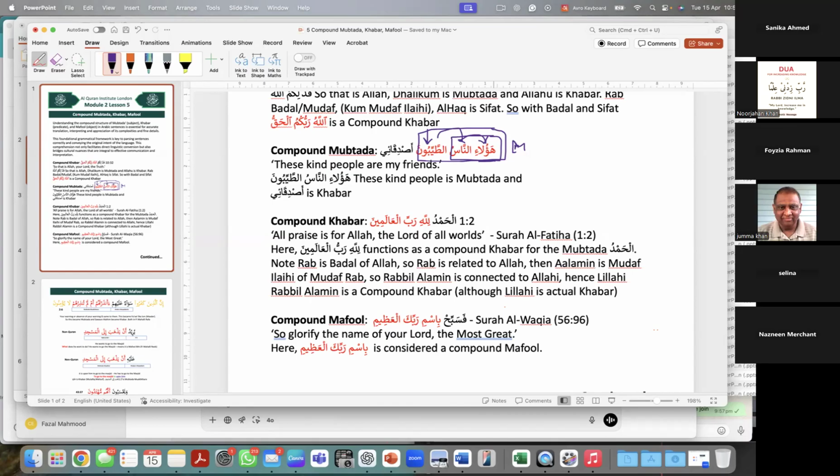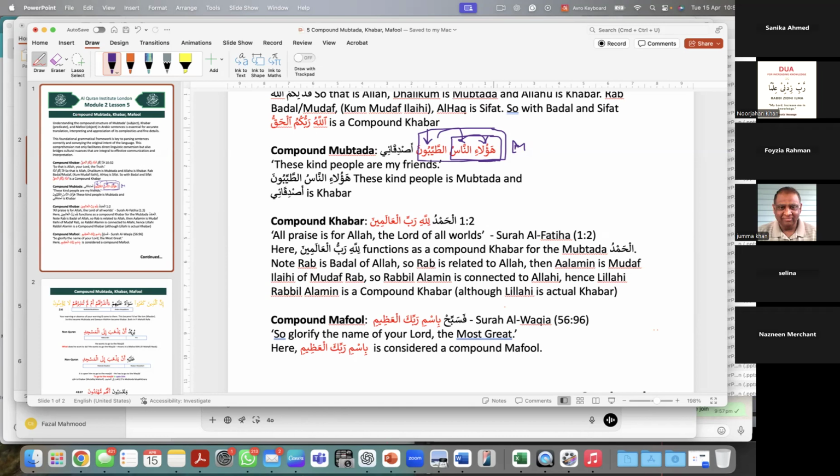Compound khabar, I'm going to, inshallah. Okay, alhamdulillah, I've got a mubtada without doubts. Ism at the beginning, so it's mubtada. So now I have to establish khabar. Lillahi, jar majroor, I'm happy with that. I will call it khabar. My jumlatul ismiya is formed.